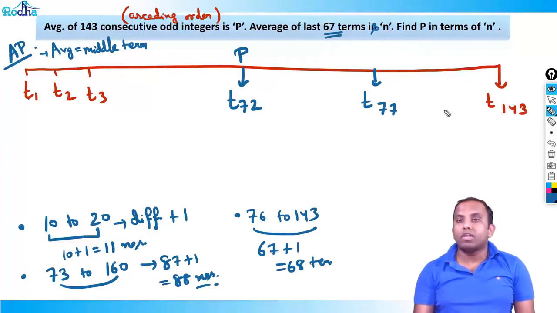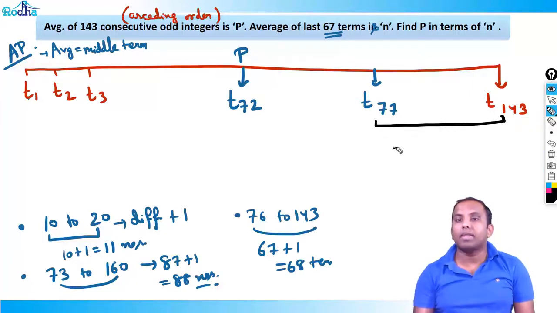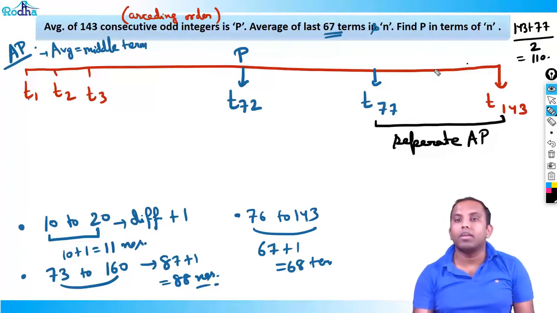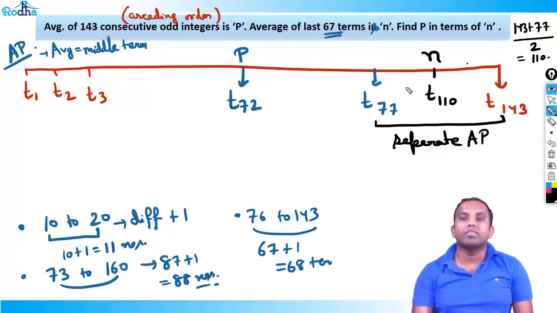So T77 to T143. Now see, this series I can treat as a separate AP, because again T77 to T143, its difference is 2 to 2 only. There are 67 terms here, all with a difference of 2. What is the average? The average is the middle term. What is the middle term? First term plus last term by 2. 143 plus 77 by 2, that is 110. So T110 is the average, and this is given as N.